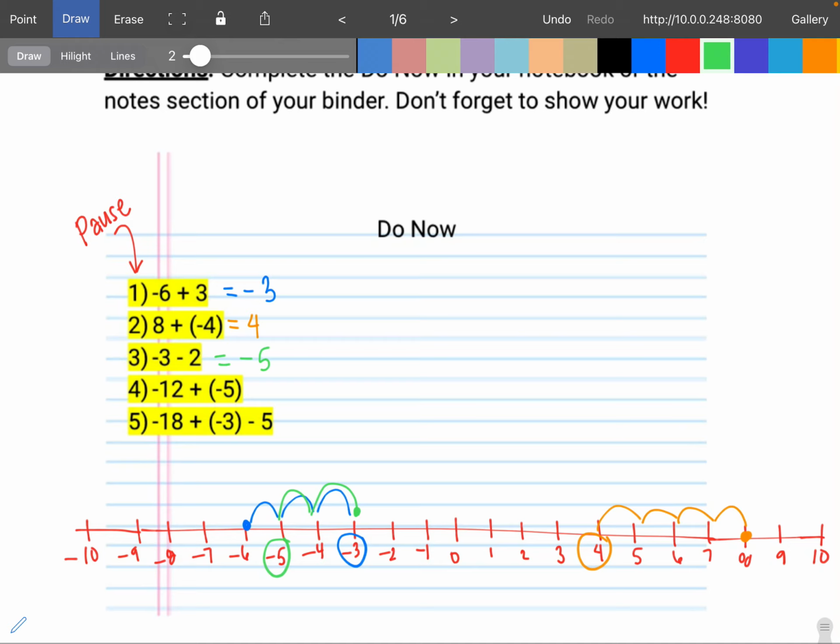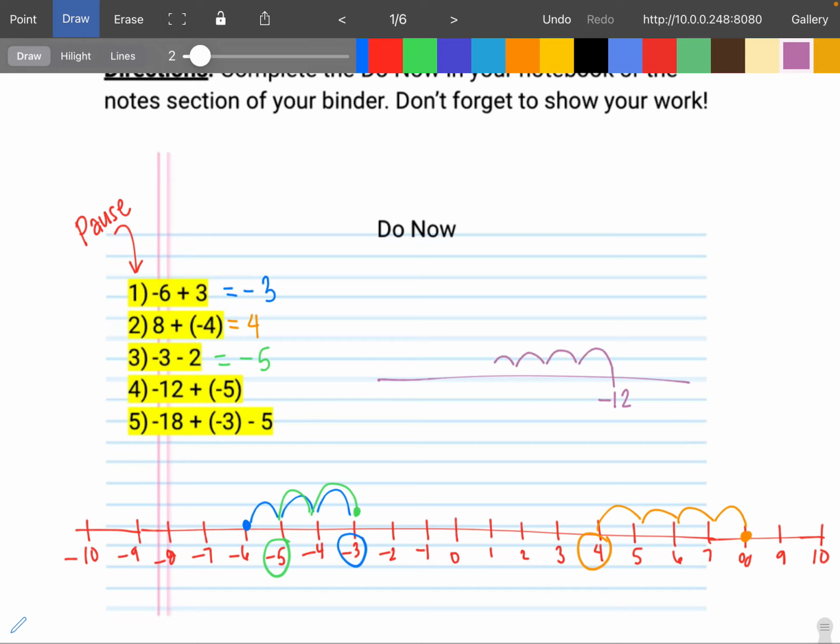The next 2 questions don't show up on our number line, but you can imagine that if you did have a number line to demonstrate these points, you would have -12, and then you would be moving 5 spaces in the negative direction, which would bring you to -17.